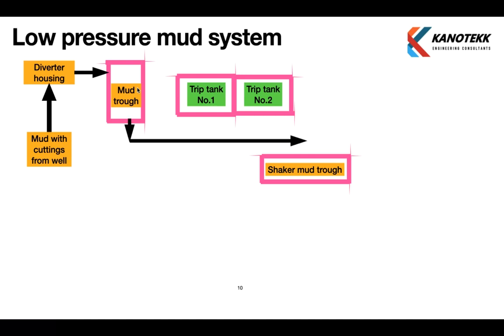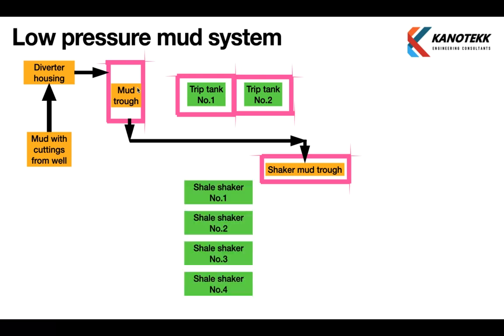So this mud trough supplies the mud with cuttings to shaker mud trough. That is another separate mud trough. And there will be generally four or five shakers, shale shakers. That is an equipment. We will see the detail in the next slides. So this shale shaker is actually doing the mud filtering process. Shale shaker removes the cuttings in the mud. So these pipes are laid down and supply is there to shale shakers and mud cleaners. We will see the processing system in next slide.